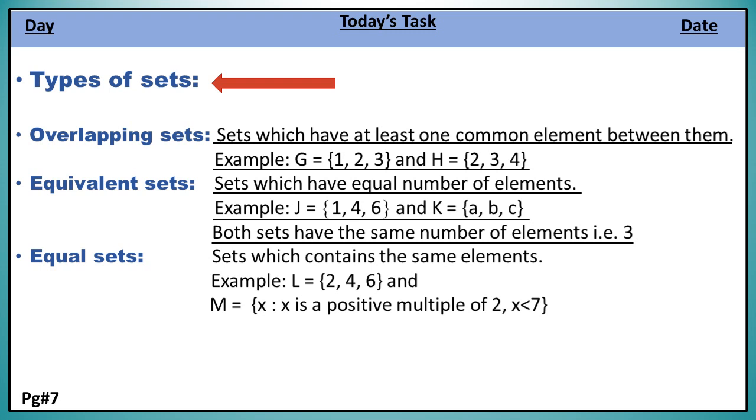Let's come to know about equal sets. Sets which contain the same elements. Dear students, equal sets: we have sets whose elements are the same. For example, L is equal to {2, 4, 6} and M is equal to {x such that x is a positive multiple of 2, x less than 7}. Dear students, set M is given in set builder form. So the positive multiples of 2 less than 7 are 2, 4 and 6. So both these sets have the same elements.